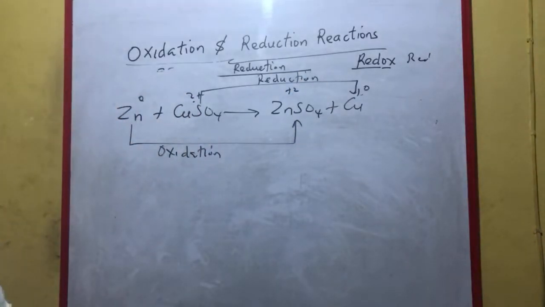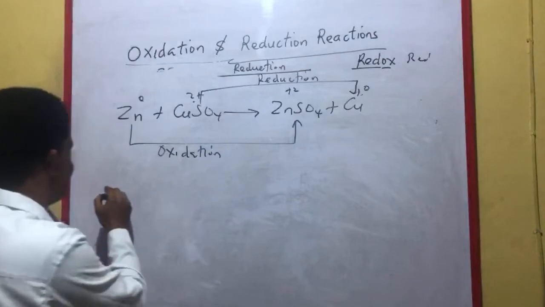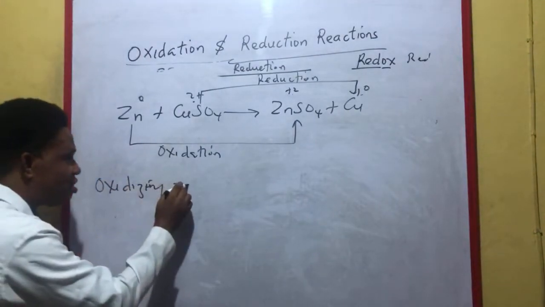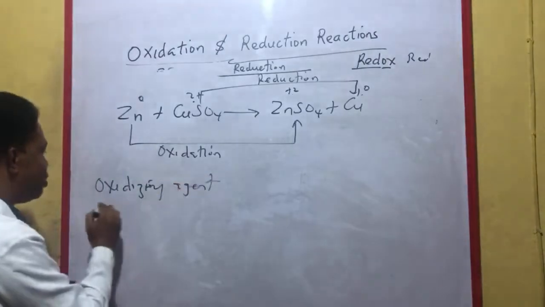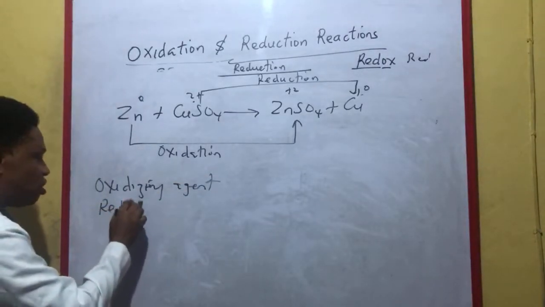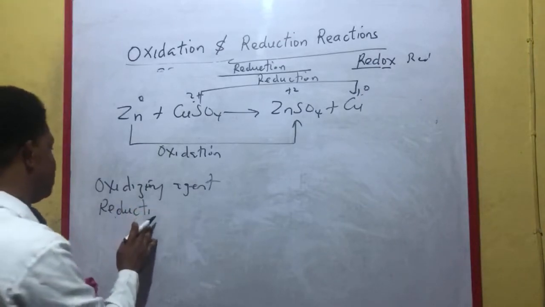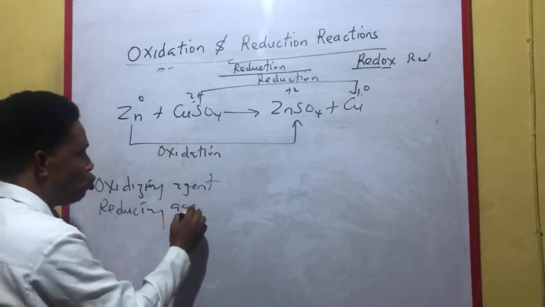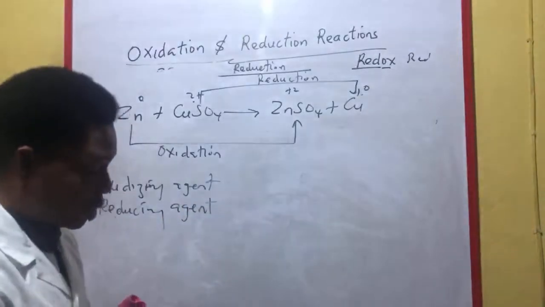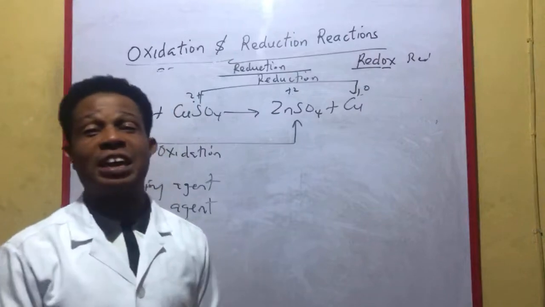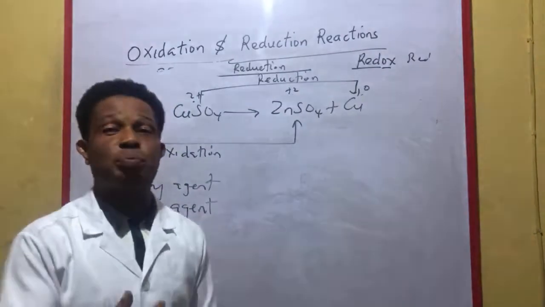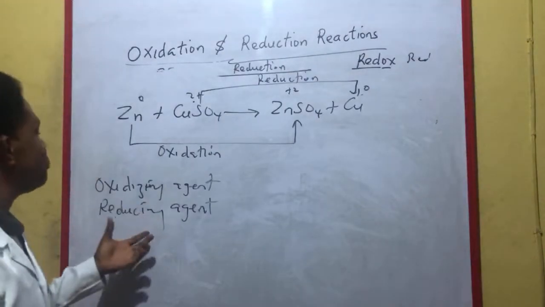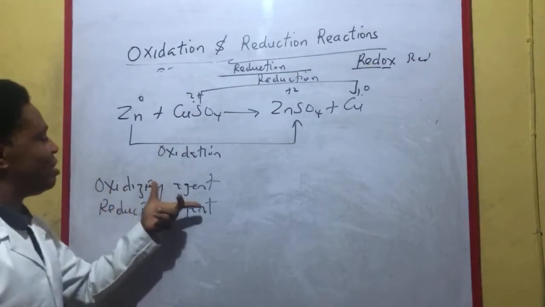Now we also have what we call oxidizing agents and reducing agents. Of course, you know the work of an agent. If you want to rent a house, what do you do? You contact an agent who will facilitate the process of you getting the house. So that is exactly the work of an oxidizing agent.